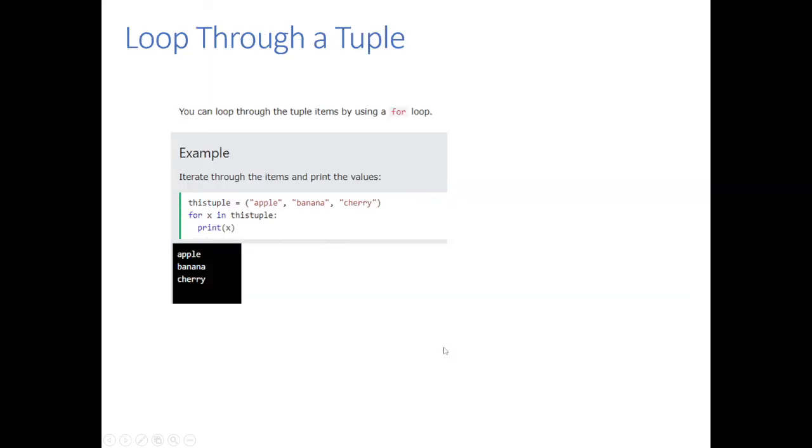Loop through a tuple. You can loop through a tuple's items by using a for loop, just like what you do in a list. So iterate through the items and print the values. This tuple equals apple, banana, cherry. For x in this tuple, print x. So we have apple, banana, and cherry. So similar to the list.